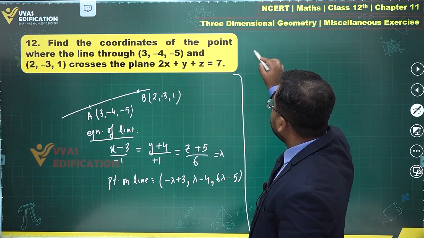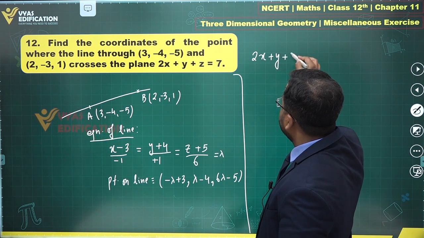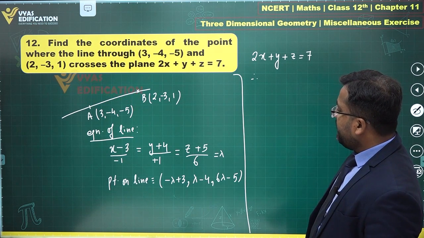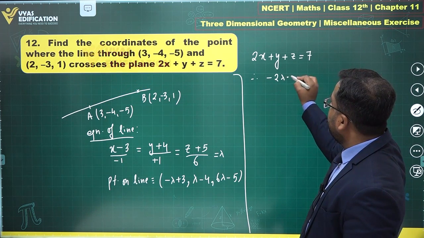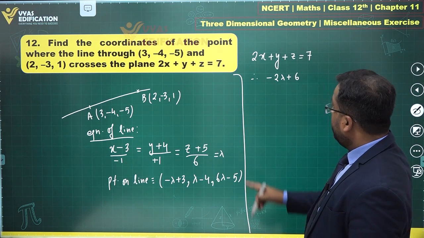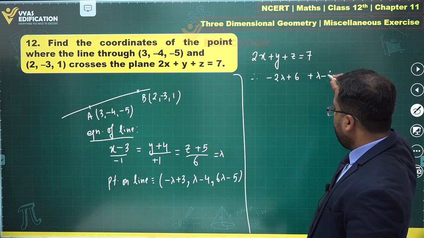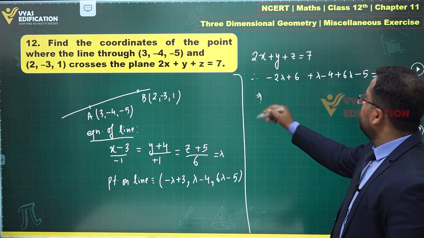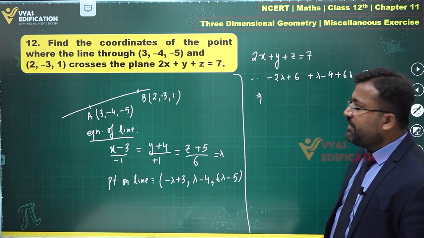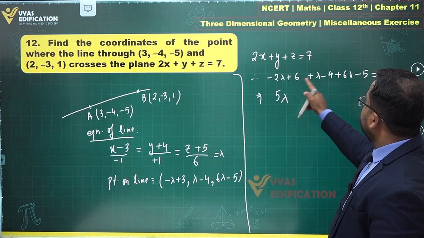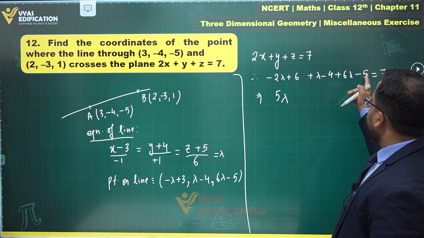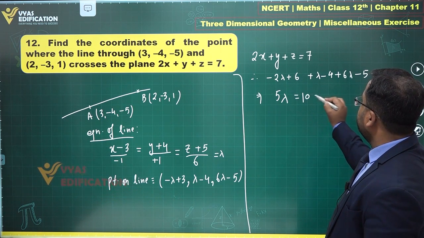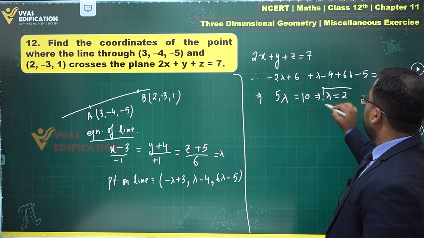If this point satisfies the plane 2x plus y plus z equals 7, therefore 2 times minus lambda plus 3, what is that? Minus 2 lambda plus 6 plus lambda minus 4 plus 6 lambda minus 5 is equal to 7. This tells me 6 lambda plus lambda is 7 lambda, minus 2 lambda is 5 lambda, 6 minus 4 is 2, minus 5 is minus 3, and that goes over there, that becomes a 10. This tells me lambda will be equal to 2.